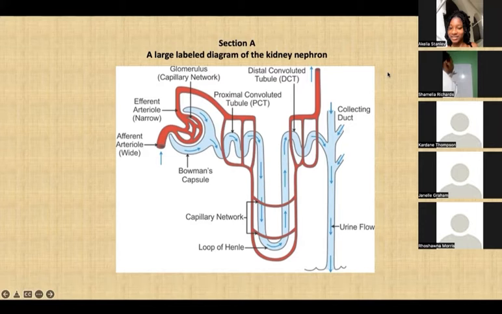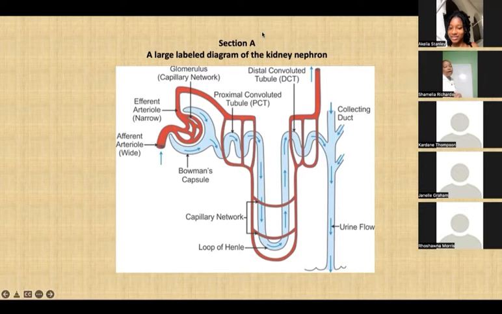So as you can see, here's a large diagram of the kidney nephron. Blood is being taken through the afferent arteriole and is carried through the glomerulus. The glomerulus is basically a cluster of blood vessels that push small substances into the Bowman's capsule. This is then pushed to the PCT, or the proximal convoluted tubule, and it goes down to the loop of Henle, where sodium and water are reabsorbed.